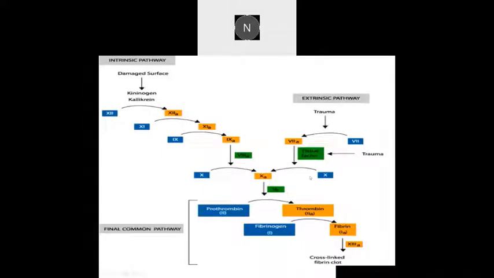factor 10. So both the extrinsic and intrinsic pathways end up in activating factor 10, which stimulates factor 5. And A means activated. When it is written without A, it is idle or sleeping. And this is the final common pathway where prothrombin gets converted to thrombin, which converts fibrinogen to fibrin. This is the ultimate final step. And factor 13A helps in cross-linking of the fibrin clot to make it stronger.